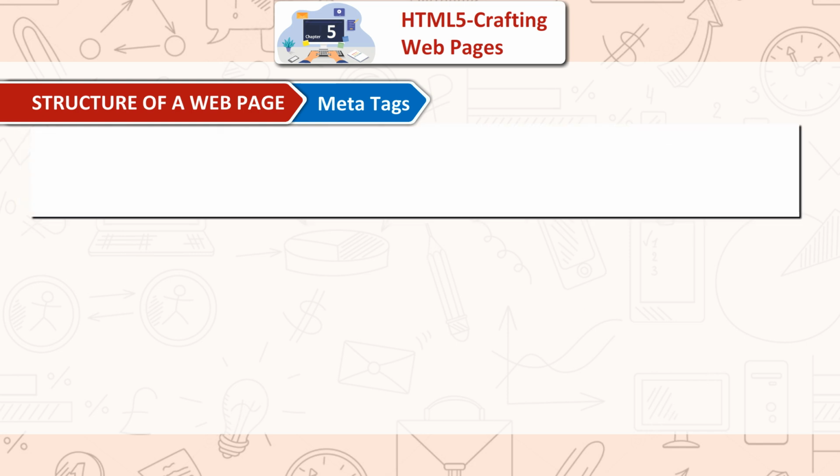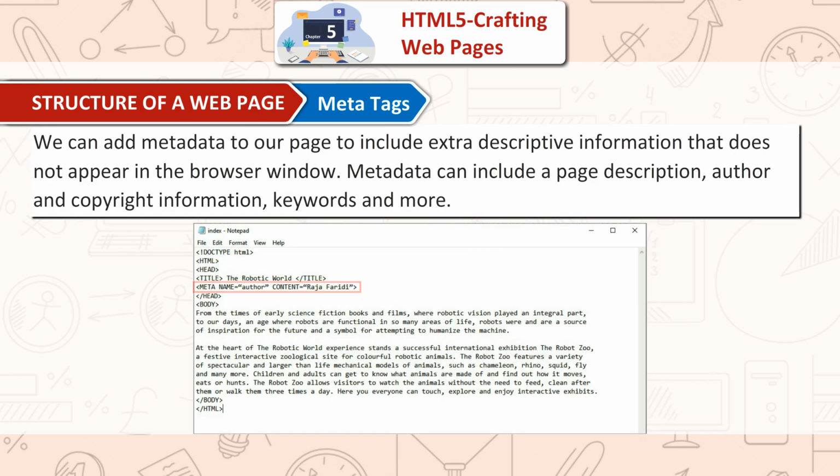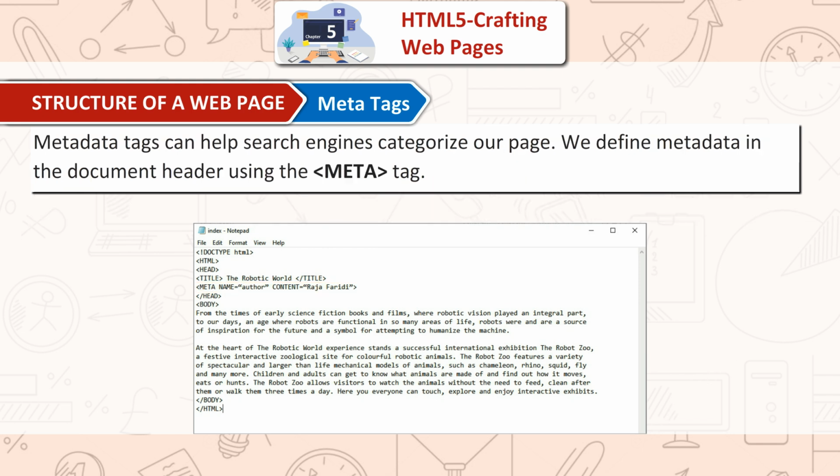Meta tags. We can add metadata to our page to include extra descriptive information that does not appear in the browser window. Metadata can include a page description, author and copyright information, keywords and more.